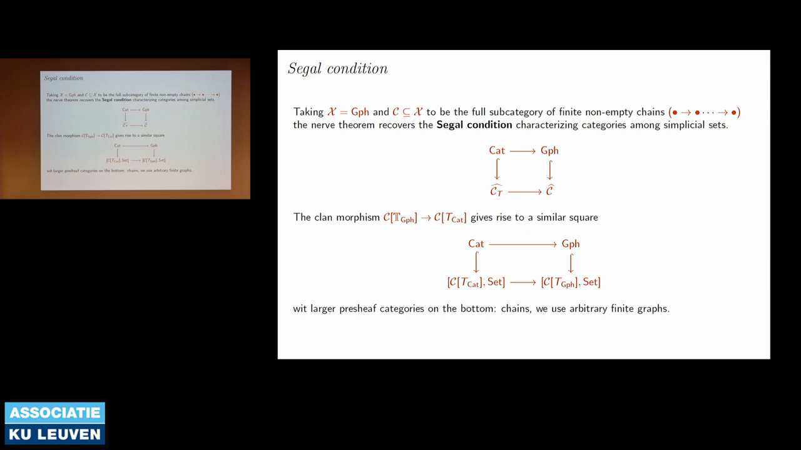And so we get something very similar if we take the clan morphism corresponding to this extension of generalized algebraic theories. But now these index categories of the diagram categories are a bit bigger. So here, for example, we do not only have these finite chains, but we have arbitrary finite graphs. Okay, that's it. Thanks for your attention.